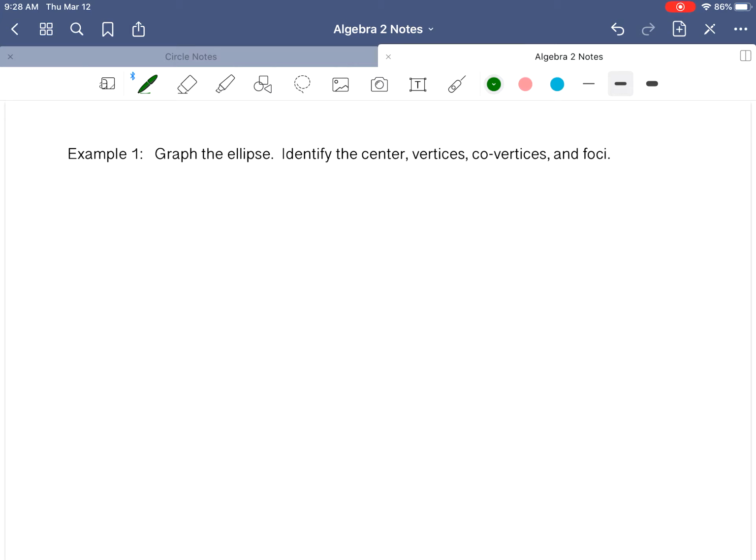So in this first example, it says to graph the ellipse. So if I give you the equation (x plus 2) squared over 16 plus (y minus 3) squared over 4 equals 1, we're going to go ahead and figure out how to find the center, the co-vertices, vertices, and foci. So to do that, first you always want to figure out the direction.